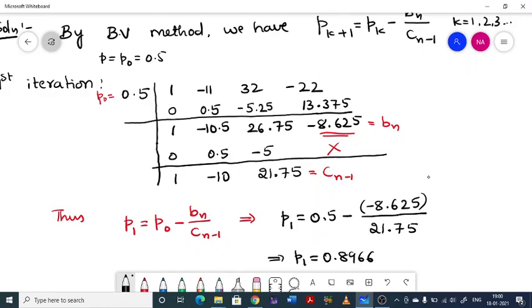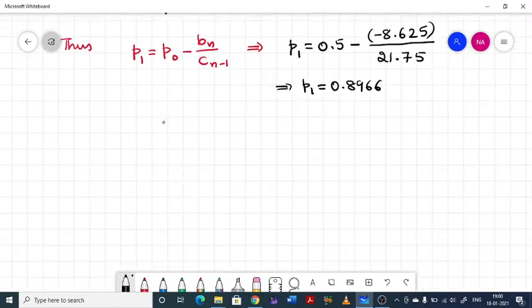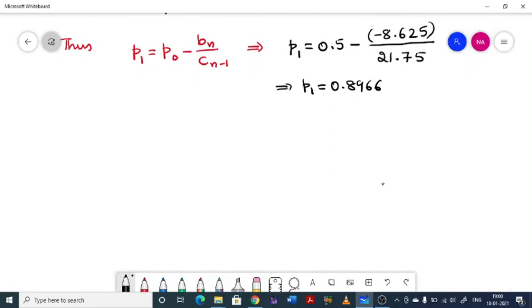Now for the second iteration you have to repeat this process with p1. So second iteration: you have to repeat the same procedure. Instead of p0 you have to use p1.